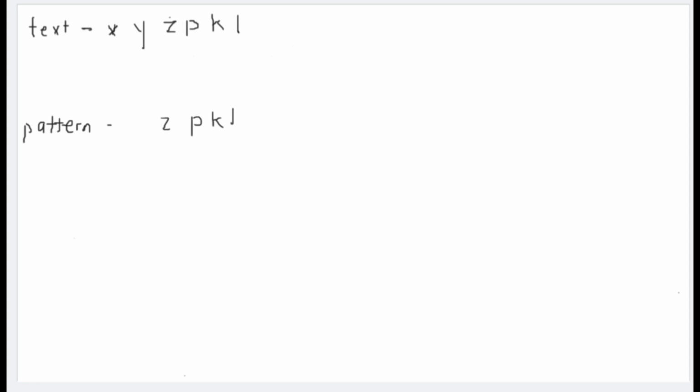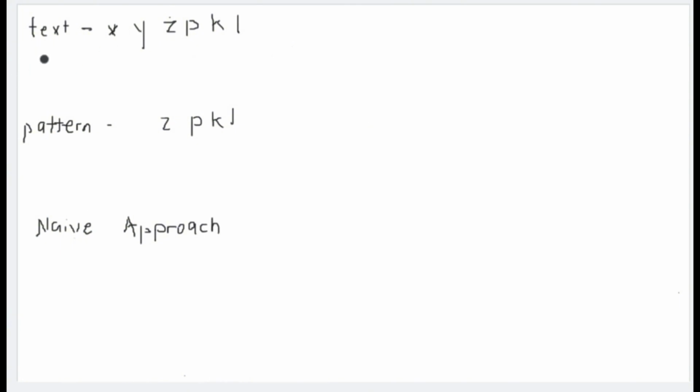So before we start the KMP algorithm, we need to first learn one of the most basic approaches to searching for a substring, which is what we call the naive approach.